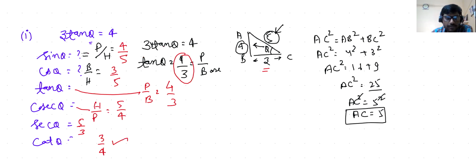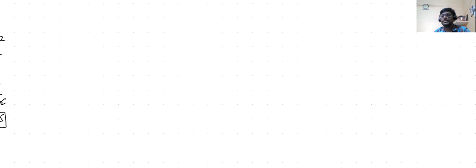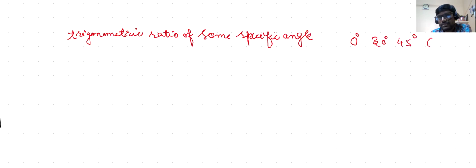The next concept we are going to discuss is trigonometric ratios of some specific angles. Actually, you can see there is a table for the specific angles: 0 degree, 30 degree, 45 degree, 60 degree, and lastly 90 degree.